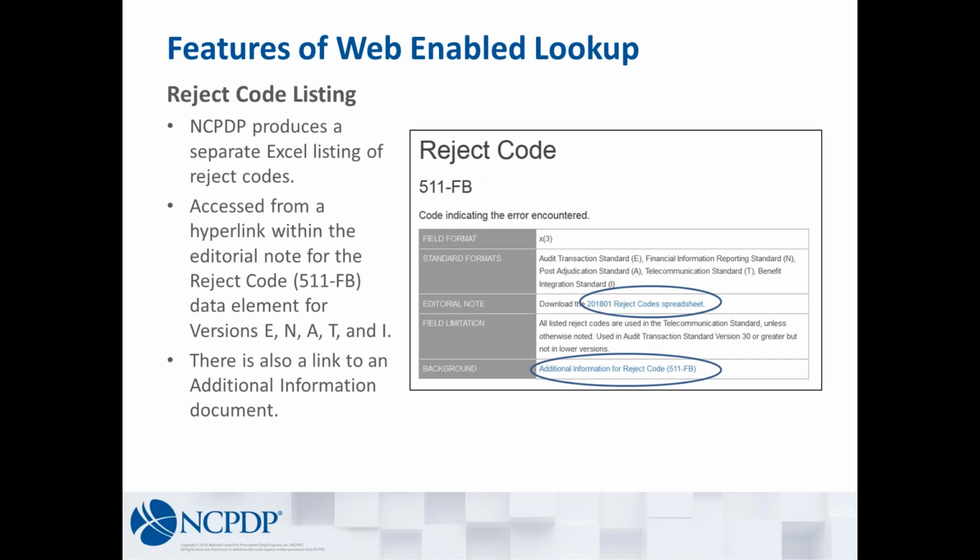For the reject codes, NCPDP has always produced a separate Excel listing of reject codes, and we continue to do so. It can be accessed by looking up the particular reject code data element in the ECL. You'll see in the editorial note a link which allows you to download that Excel spreadsheet. Also within the reject code data element listing in the ECL is a link to additional information for reject codes. This was content that was previously in the PDF format of the data dictionary, so it was moved over to here.